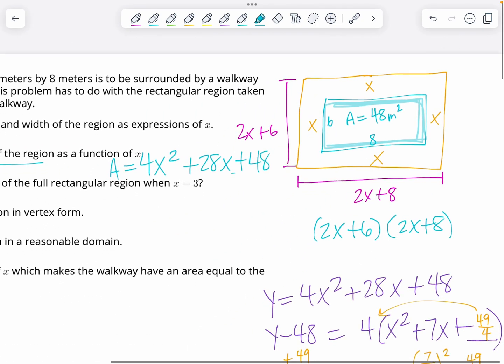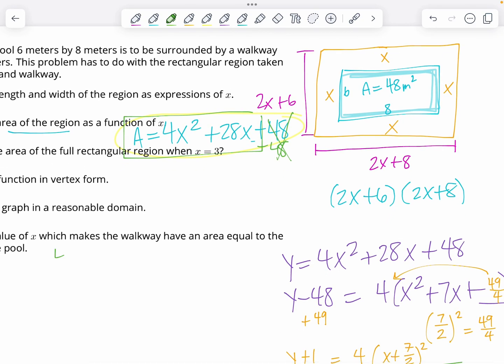But if you recall, our area equation that we got up here includes the pool. So what we're going to have to do is subtract out the 48 of the pool to get just the walkway. So just the walkway has an area equation of 4x squared plus 28x. So this is the walkway. And we want that to be equal to 48, the area of the pool.